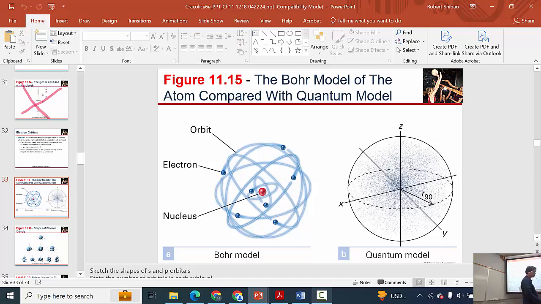But it turns out this is wrong. So we don't think of electrons as orbiting around the nucleus. What do we think of electrons doing? I mean, how would you envision an electron around the nucleus in the quantum mechanical model of the atom? Not like a planet orbiting the sun. Instead, what would you envision? Or what is this called here?